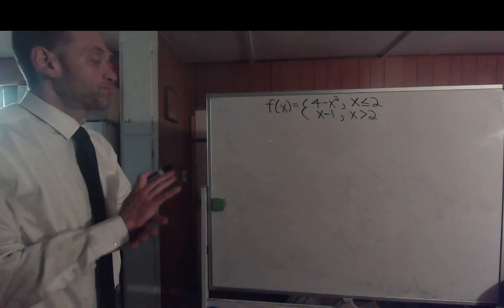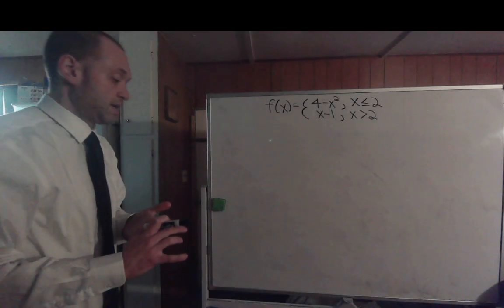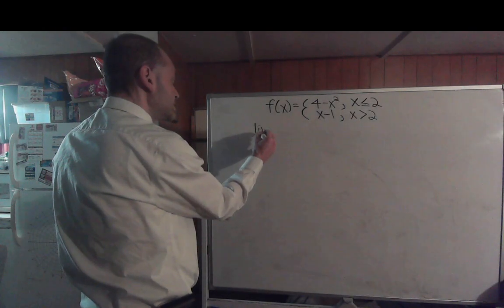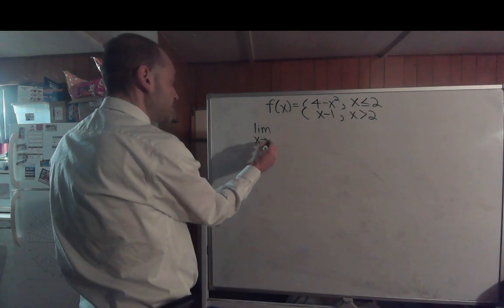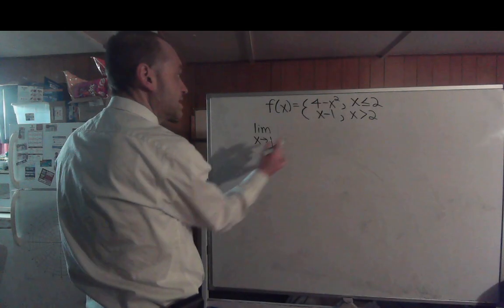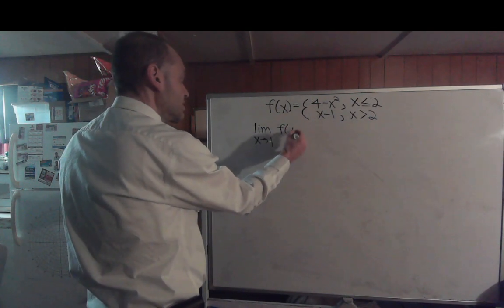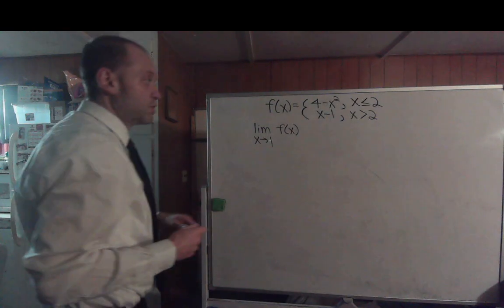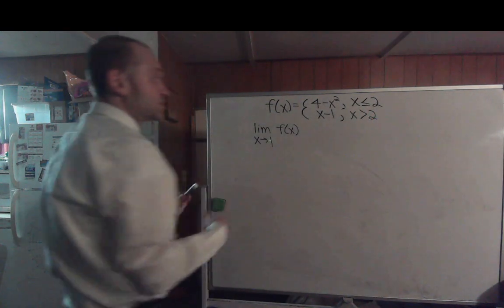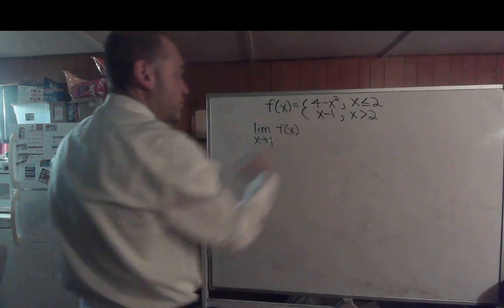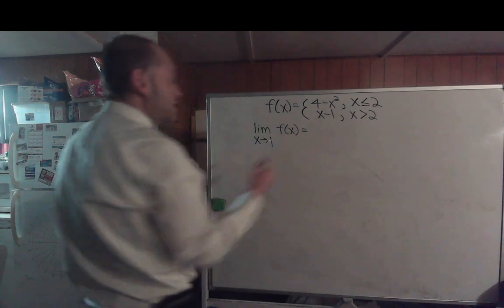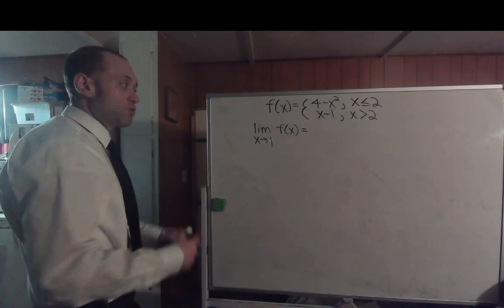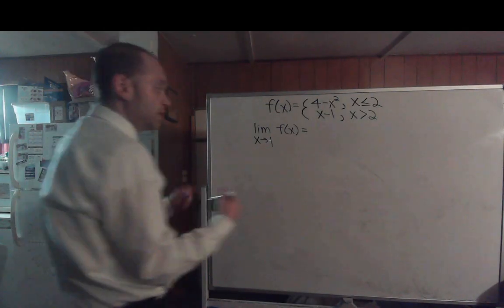Alright, now first let's do an easy one here. What if I wanted to take the general limit as x approaches 1? I want to take the limit as x approaches 1 of this function. Well, let's find where 1 is in the domain. We notice that 1 is less than 2, so it's going to behave like the function 4 minus x squared. And 4 minus x squared is a polynomial function, so it's defined for all real numbers. So we can substitute that 1 in.